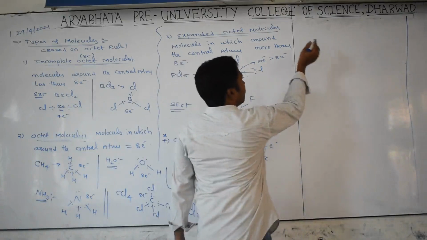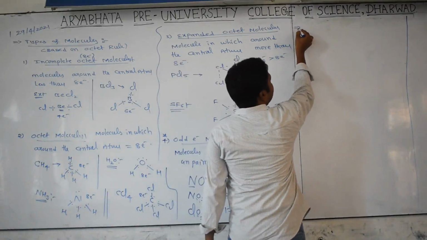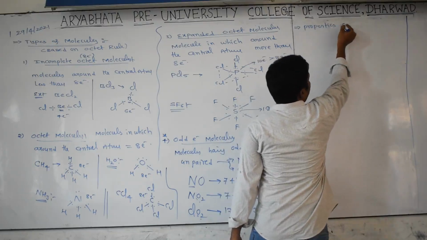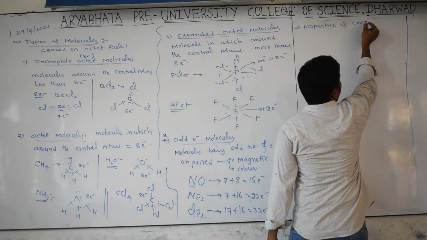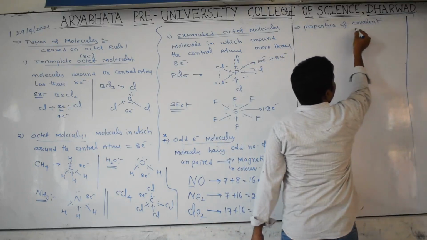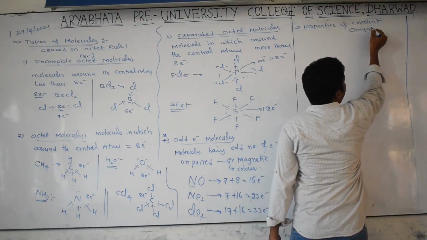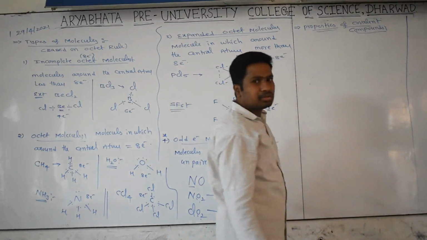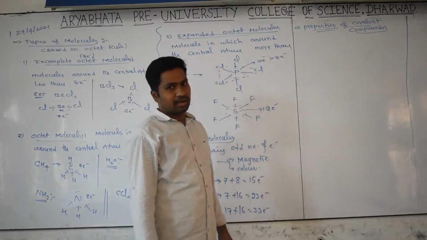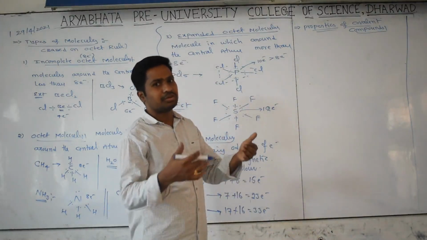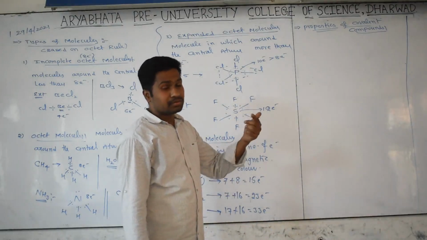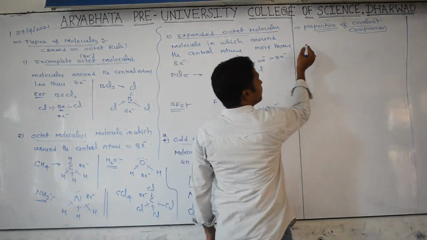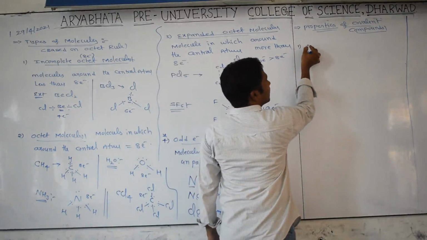Now we are discussing an important concept, the properties of covalent compounds. You know very well the meaning of covalent compounds: compounds which have covalent bonds in them are called covalent compounds. A covalent bond is formed because of sharing of electrons. Because of transfer of electrons we get an ionic bond, which we already studied previously. Now regarding covalent compounds, the first point I am discussing is physical states.